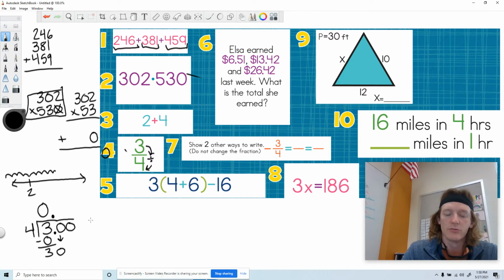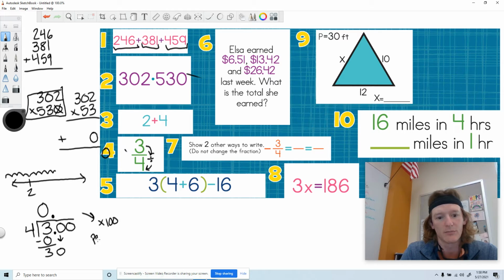Now, to change it to a percent, you take the answer that you get for division as a decimal, and you multiply it by 100 because that means per cent. Cent means 100. Per means of or out of.